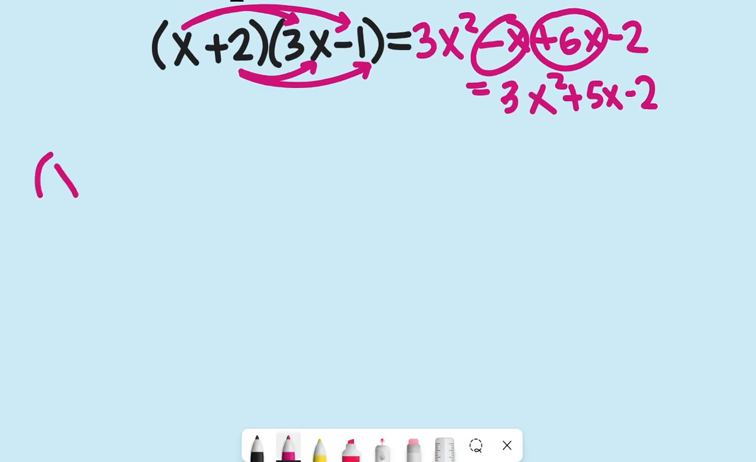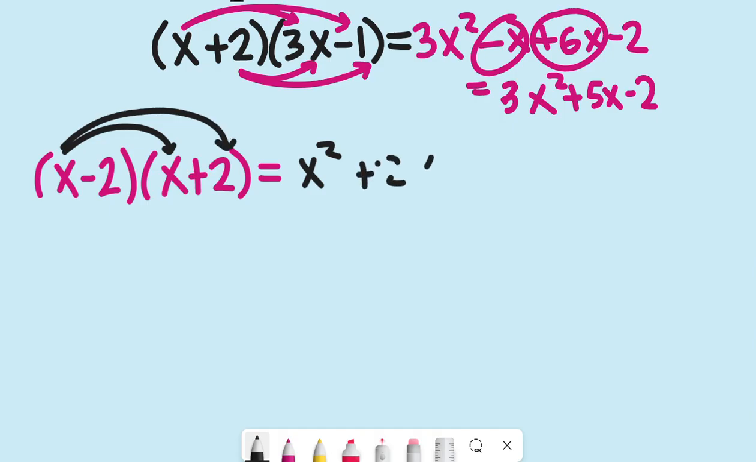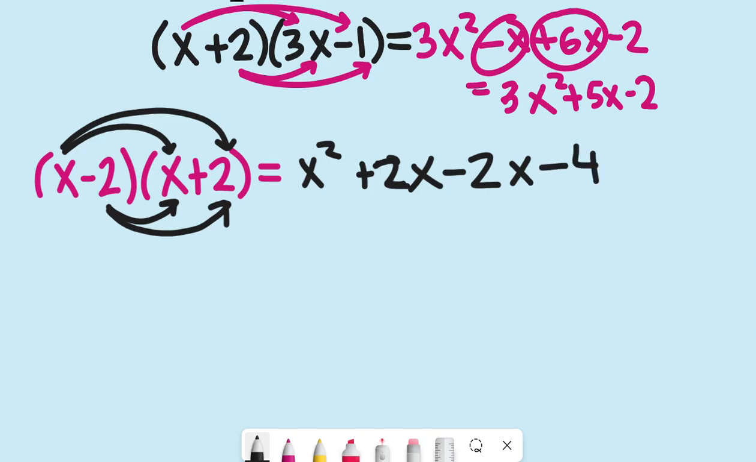For example, x minus 2 multiplied by x plus 2. We follow the same steps, right? x multiplied by x will be x to the power of 2. x multiplied by 2 will be positive 2x. Then we have negative 2 multiplied by x will be negative 2x, and negative 2 multiplied by 2 will be negative 4, which is equal to x to the power of 2.